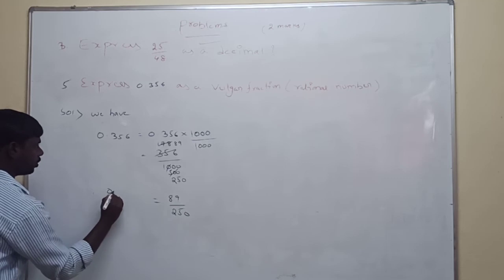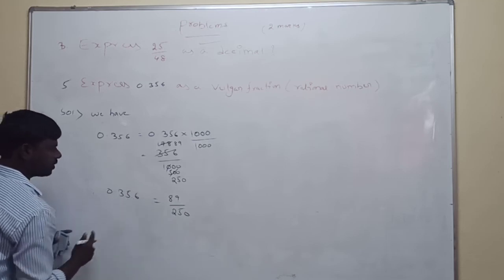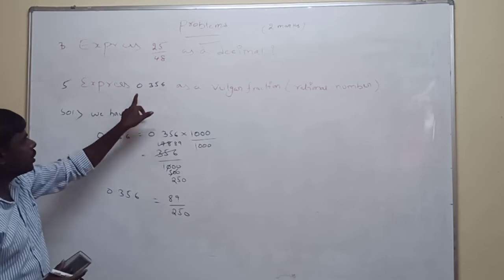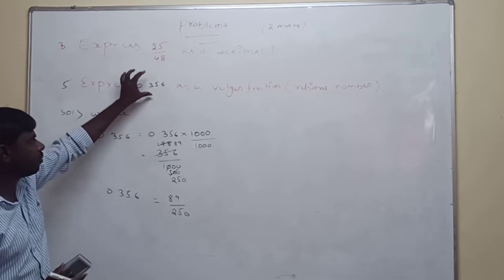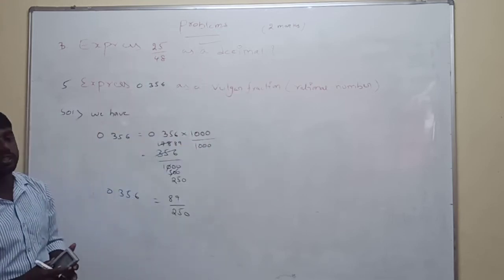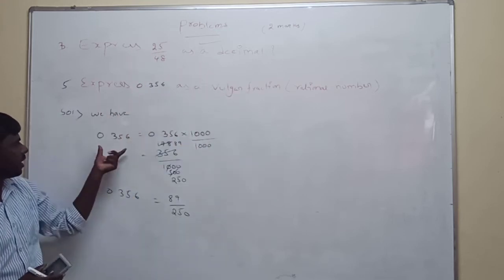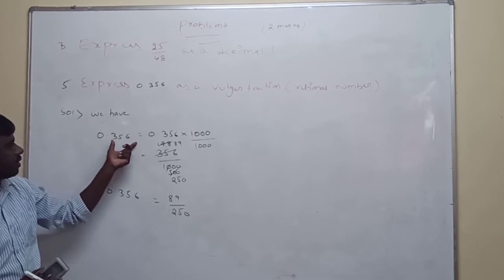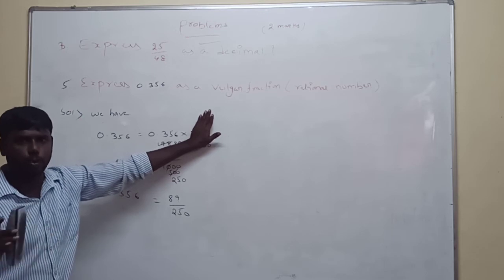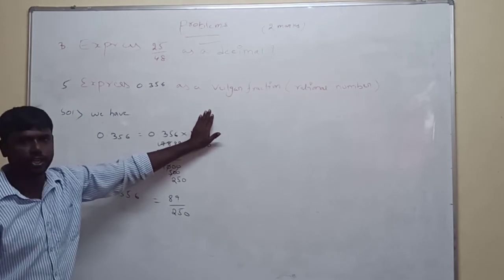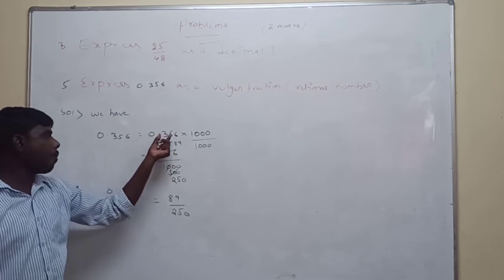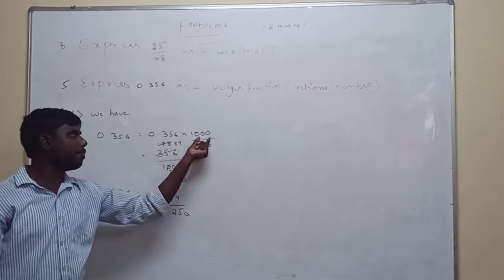Therefore 0.356 the value is 89 by 250. Again, what is the given? 0.356 is a decimal number, and the decimal number is to be converted to a rational number. How to convert to a rational number? You should write 0.356. The compulsory one is the product. 0.356 into 1 is 0.356. That's why first you mention 1. Then there are 3 numbers after the point. How many numbers after the point are there? You should write that many zeros.